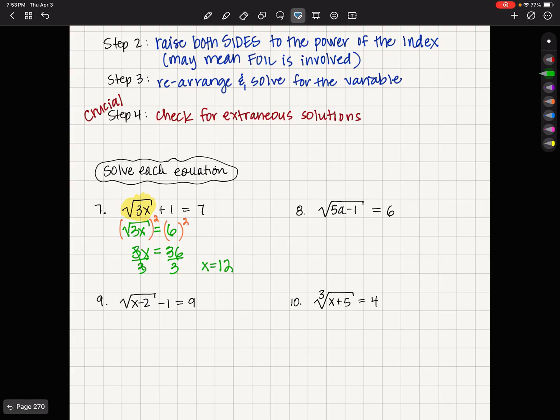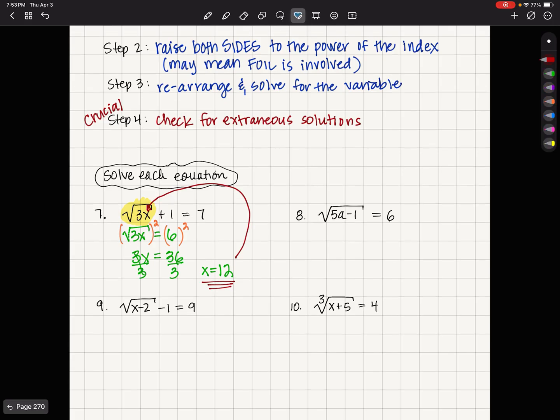Now I need to check for extraneous solutions. So I need to check to make sure that 12 is going to work. So when I take 12 and I put it back into the radical, I need to make sure that if I have an even index, that I have a positive radicand, or at the very least, a 0. I cannot have any negative numbers. Well, good luck is happening here because we've got 3 times 12 is 36, and the square root of 36 is most definitely allowed. Therefore, x equals 12 is not an extraneous solution, it is an actual solution. It works, so I'm boxing it.